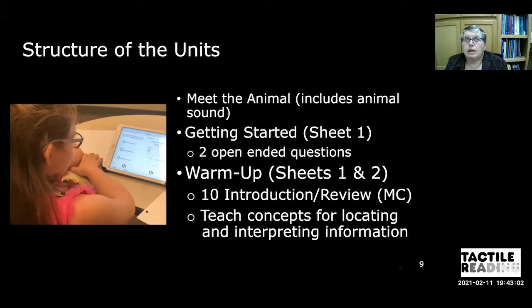And so for this, they continue to use sheet 1 for some of the problems, and we introduce sheet 2 for some of the problems so that they're seeing 2 different kinds of graphics in that same category. And the focus of the warm-up is to help the students learn the concepts that they need. So for example, with line graphs, understanding the X and Y axis, how to find a point, how to verify that point, how to estimate between 2 lines.